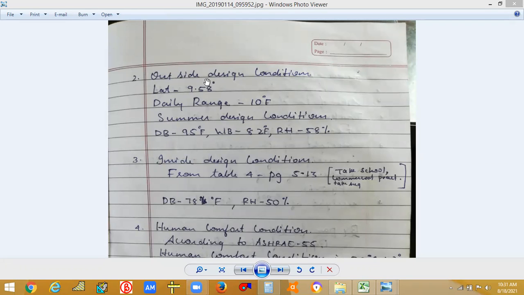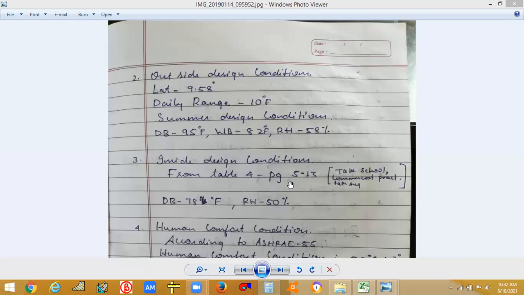Once you finish writing this, the next one is the third point, inside design condition. For inside design condition, you have to look at table 4 of page number 5.13. That table is not with me right now; it is only in my textbook, so I will take a photo and send it to you. Here, all these are input values, and we have to look them up from the tabular column.